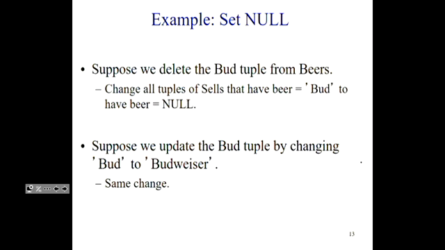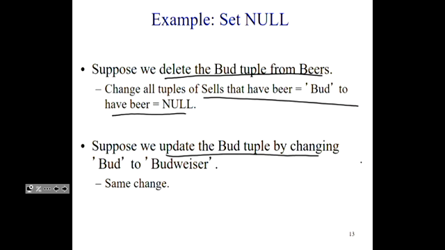Set null, like I said, is straightforward. If you delete the bud tuple from beers, you change all of the tuples of sells that have beer equal to bud to beer equal to null. If you update the value of the bud tuple by changing bud to Budweiser, you make the same change. You still say beer is equal to null for those tuples.